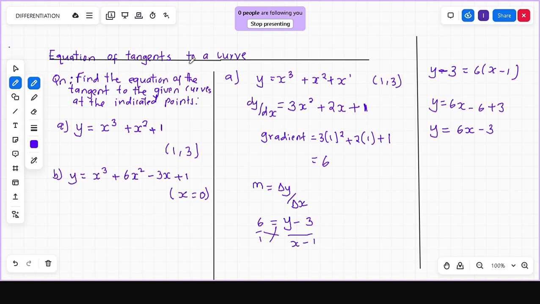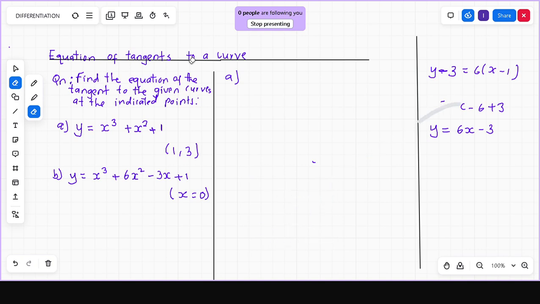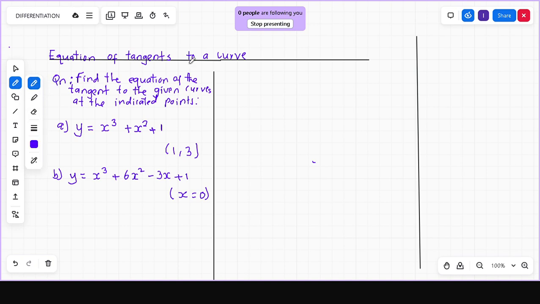Now to solve part B, let me come and solve part B. Part B, we have y equal to x cubed plus 6x squared minus 3x plus 1. Now come and find the gradient function, that is dy/dx.